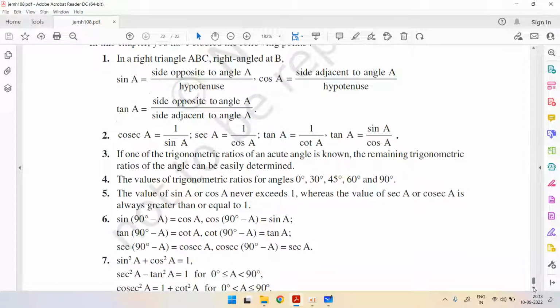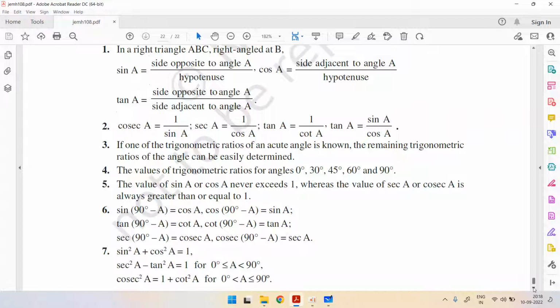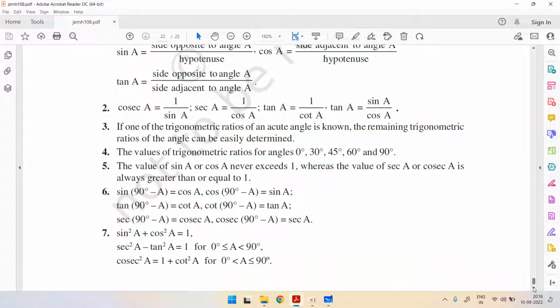I've told you that if one of the trigonometric ratios of an acute angle is known, the remaining trigonometric ratios are easily determined. I also showed this, it is simple. The values of trigonometric ratios of 0, 30, 45, 60, and 90 degrees: for cos 0, cos 30, cos 45, cos 60, and cos 90, the values will be 1, root 3 by 2, 1 by root 2, 1 by 2, and 0.